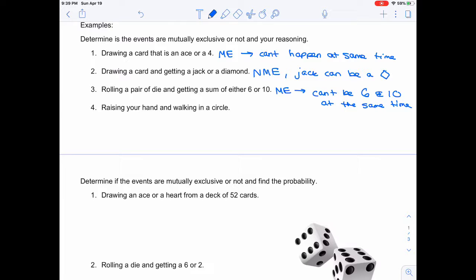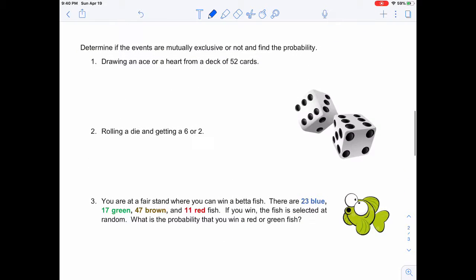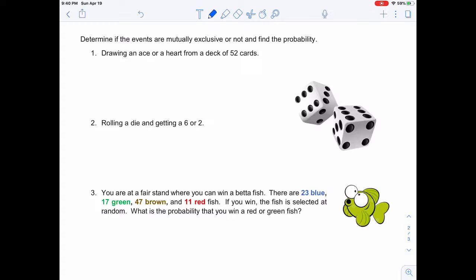And our last one here, we have raising your hand and walking in a circle. Don't know why you'd want to do that, but could you at the same time? Absolutely, if you really wanted to. So that's going to be not mutually exclusive, and our reasoning again is it can happen at the same time. All right, so hopefully that's making a little bit more sense. So not mutually exclusive, it can happen. Mutually exclusive, it cannot.